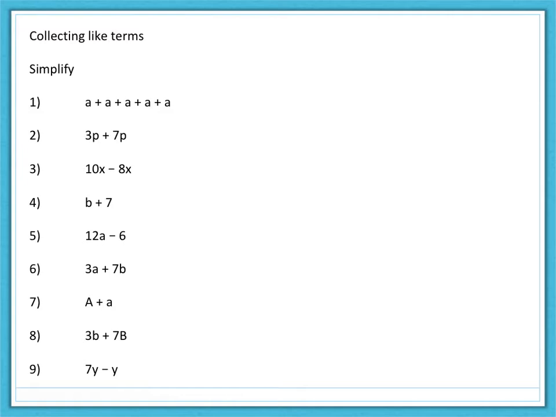So a really simple example here is question 1. We have a plus a plus a plus a plus a. We can simplify that algebraically as 5a, 5 lots of a. And because all the a terms are like terms, they can be collected. Second example, similar sort of idea, 3p plus 7p, that gives us 10 lots of p. And because these are both simple p terms, they can be collected. Same with number 3, 10x take away 8x simply gives us 2x. So these terms can be added or subtracted because they're the same type of term.